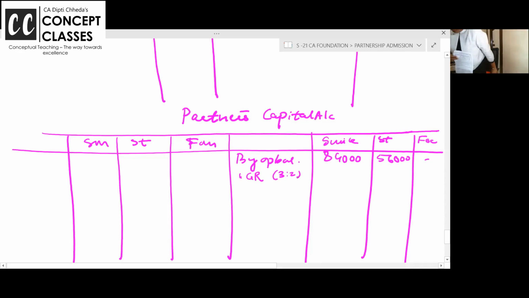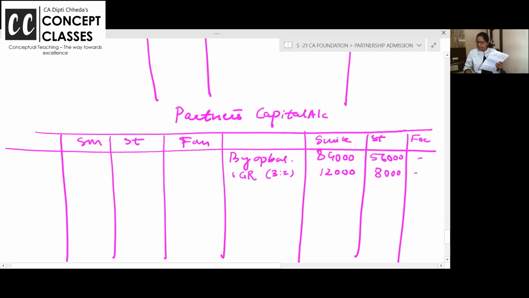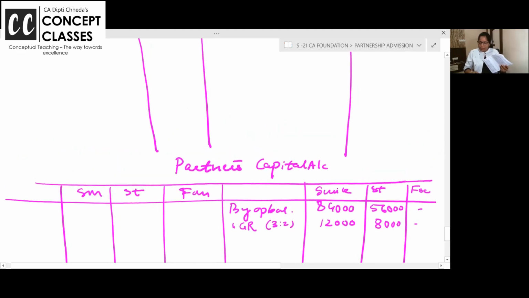Old partners, give it in the old ratio. 20,000 into 3/5. 12,000 and 8,000 and nil. Next. New profit sharing ratios given. Now we will post goodwill.